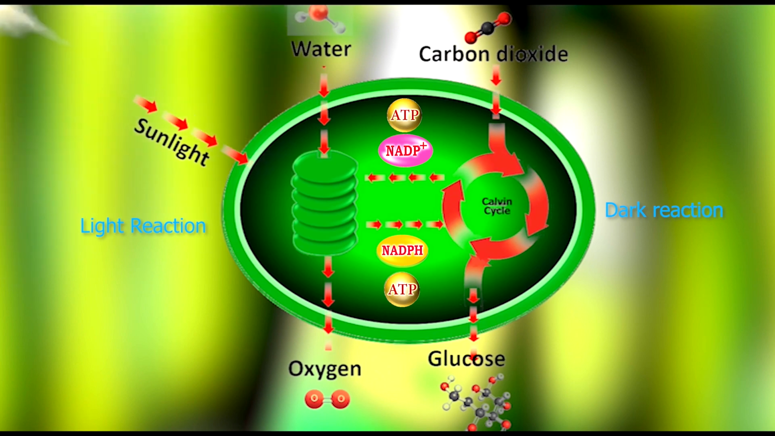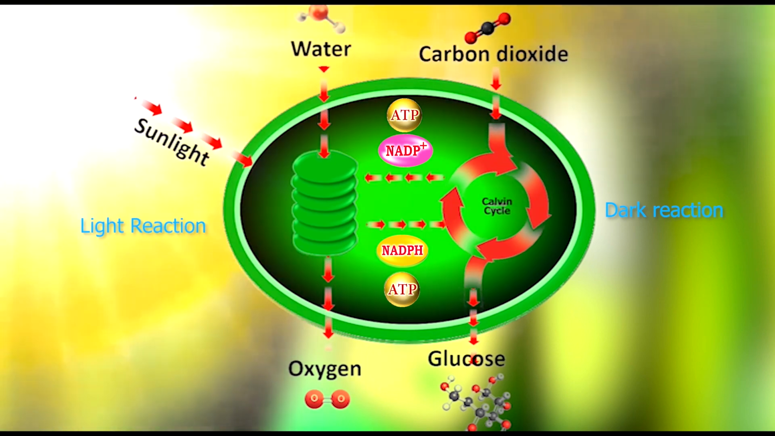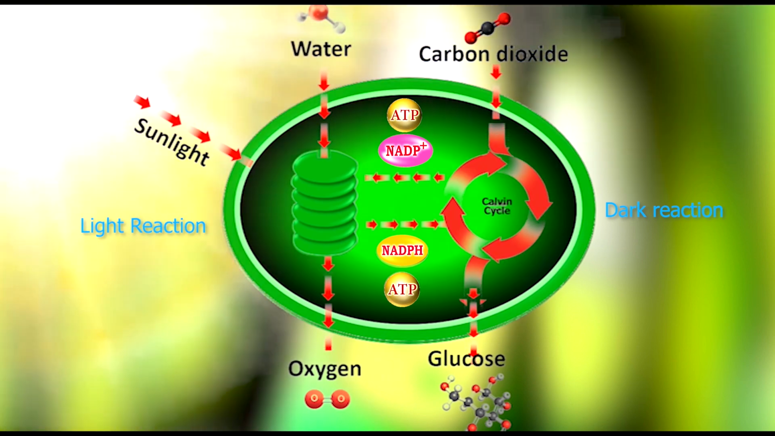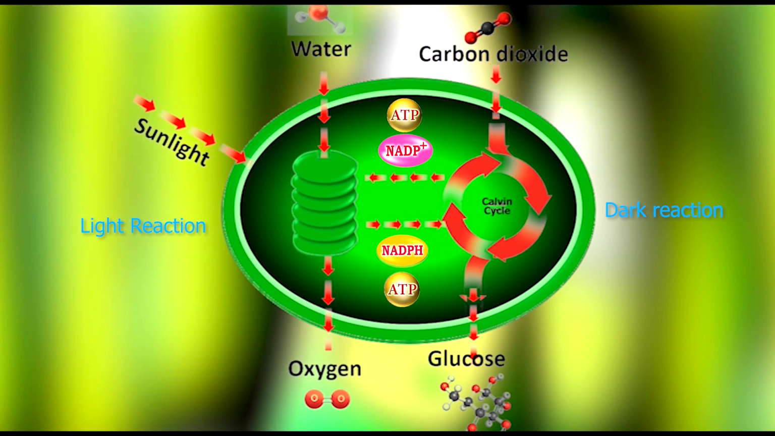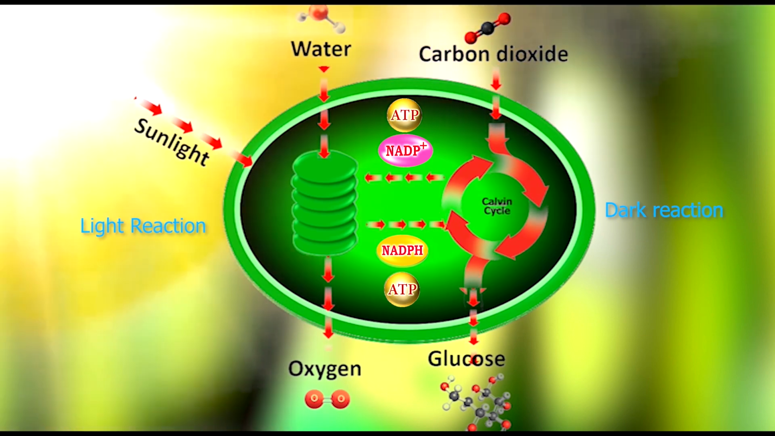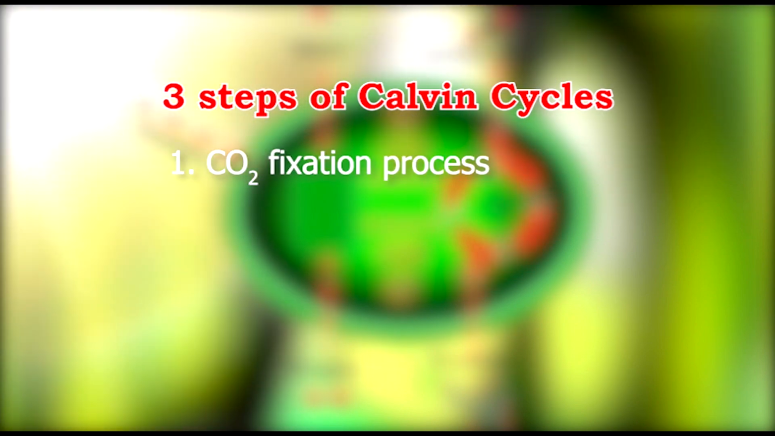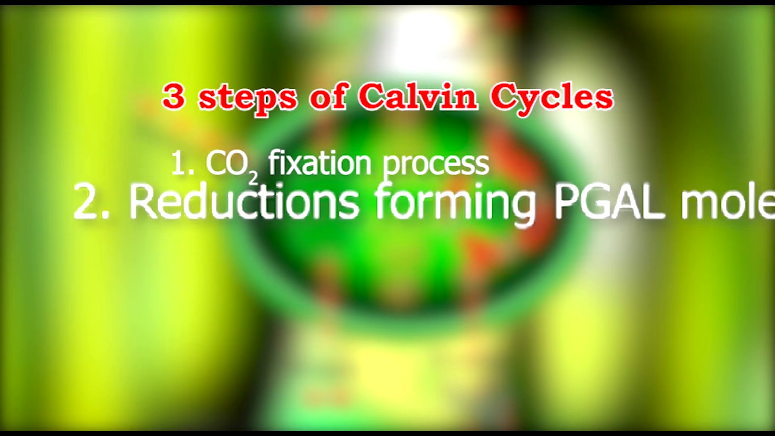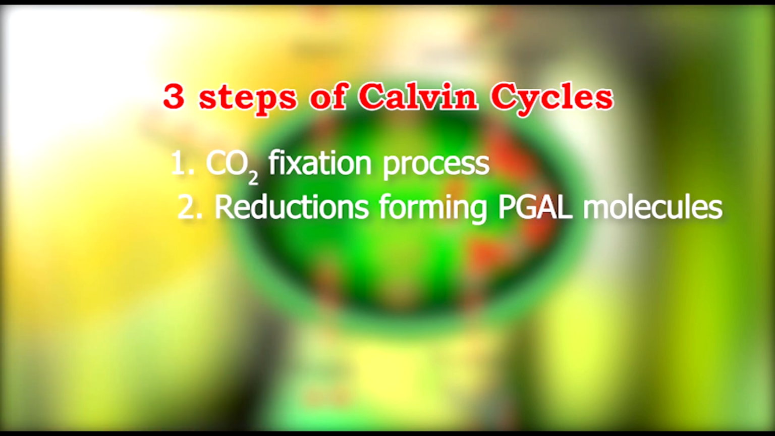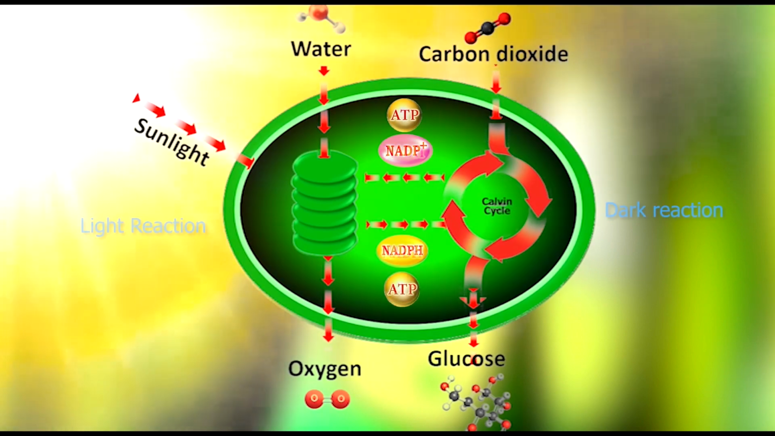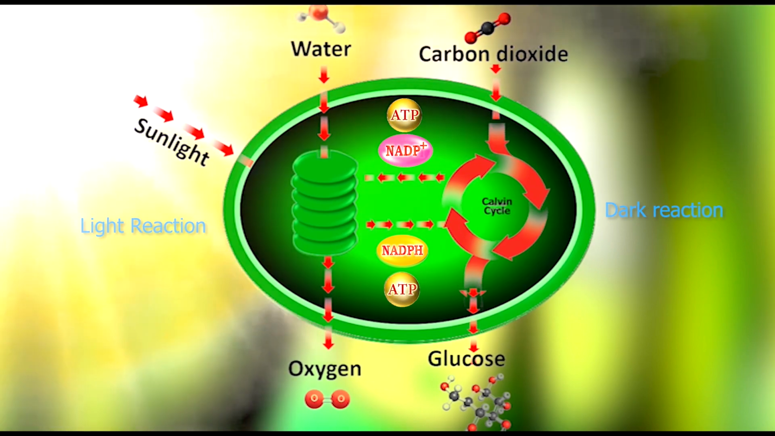The dark reactions, or the Calvin cycle, reduce carbon dioxide molecules in complex cycle reactions to produce the carbohydrate glyceraldehyde 3-phosphate. The cycle involves three steps: the CO2 fixation process, reductions forming PGAL molecules, which utilizes the ATP and NADPH molecules from the light-dependent reactions, and the regeneration of that 6-carbon molecule that interacts with carbon dioxide.